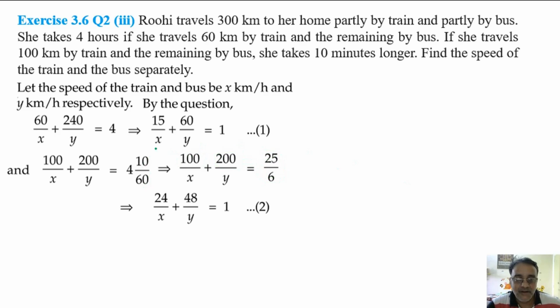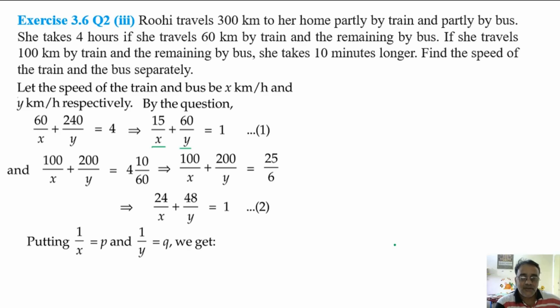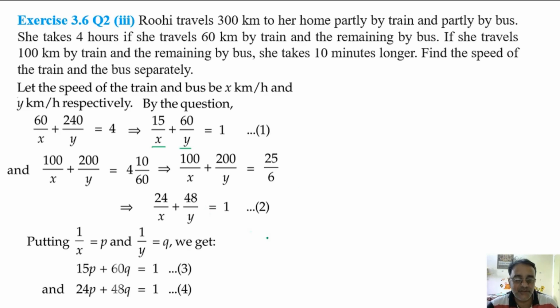Now 1 upon x and 1 upon y, I am going to substitute as either u, v you can take, or p and q according to your wish. So I am going to take p and q. Next time I will take u and v. So what will you get? 15p plus 60q is equal to 1, and the second one is 24p plus 48q is equal to 1. Let these be equations number 3 and 4.